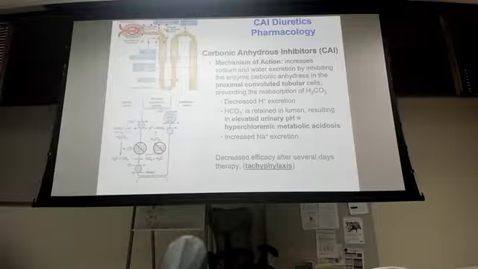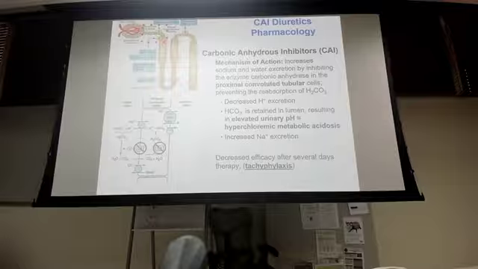CAIs cause metabolic acidosis, not alkalosis. If you remember acidosis, metabolic acidosis, that's as deep as we're diving on that one. They have a moderate diuretic effect because of, we already talked about it, downstream nephron segment compensation for sodium loss.